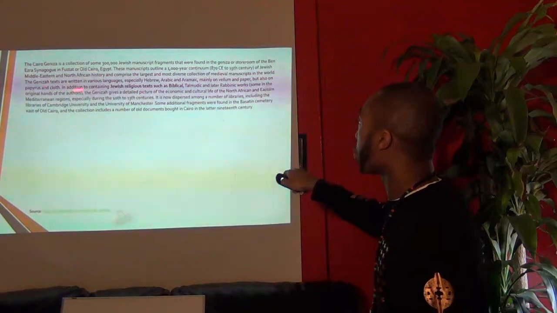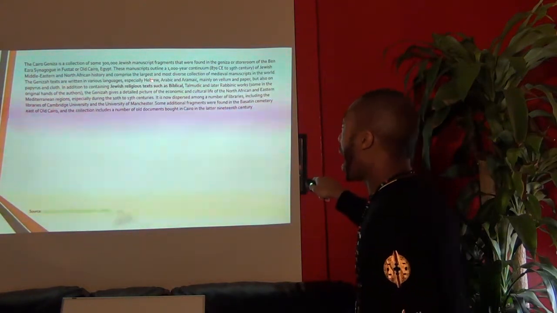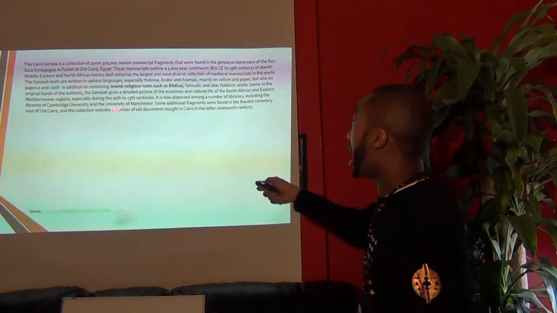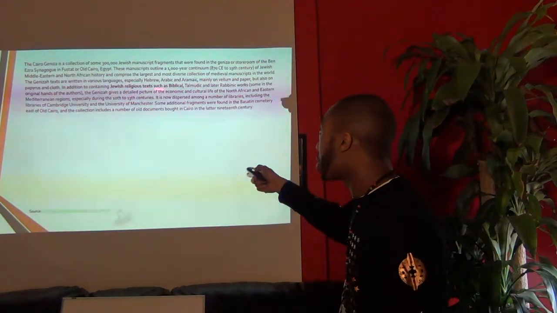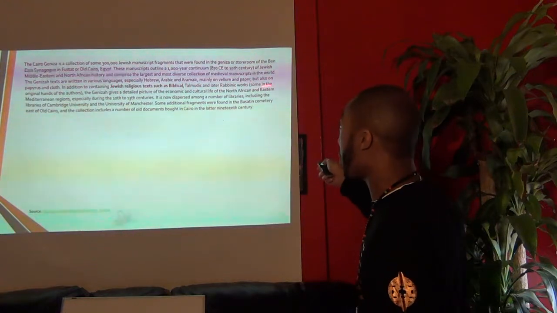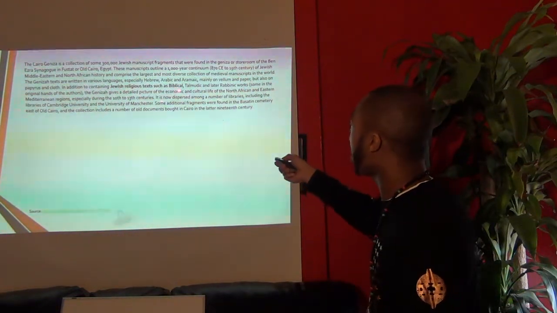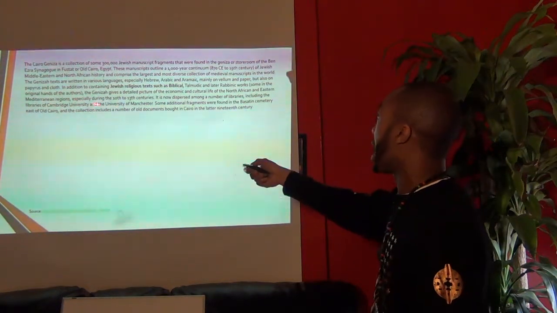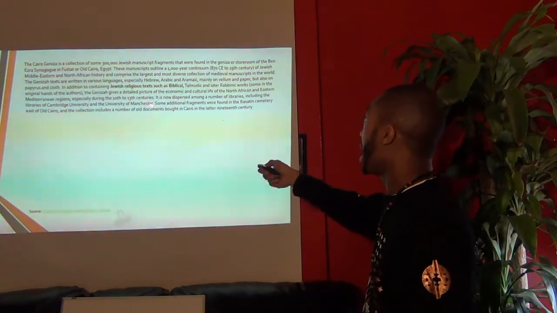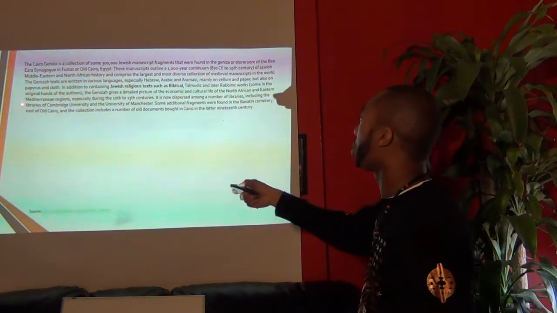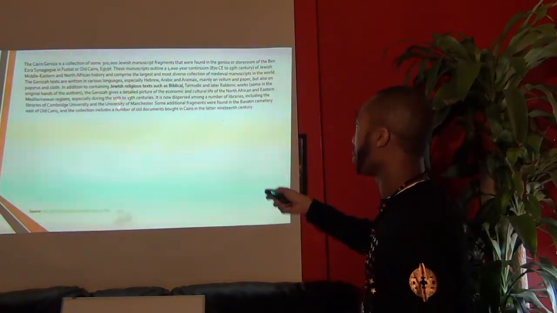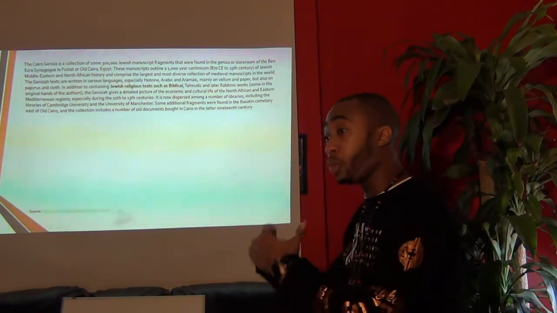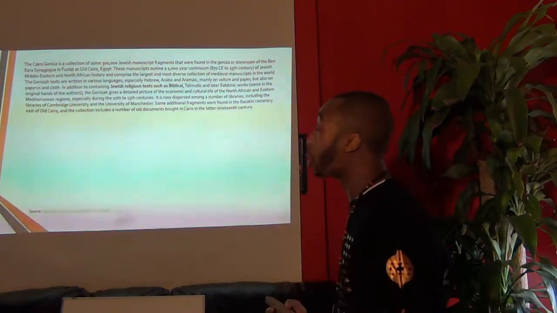The Geniza texts are written in various languages, especially Hebrew, Arabic, and Aramaic, mainly on vellum and paper, but also on papyrus and cloth. In addition to containing Hebrew religious texts such as biblical, Talmudic, and later rabbinic works, the Geniza gives a detailed picture of the economic and cultural life in the North African and Eastern Mediterranean regions, especially during the 10th to 13th centuries. It is now dispersed among a number of libraries, including the libraries of Cambridge University and University of Manchester. This is very, very important if you want to see the interaction between a Hebrew community and culture with the North African culture, fam.